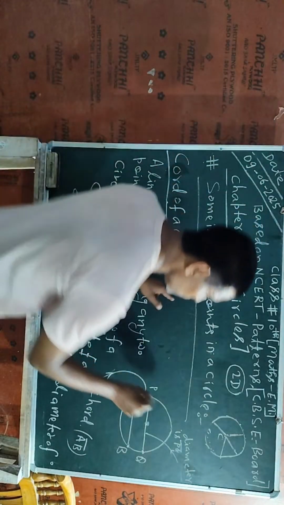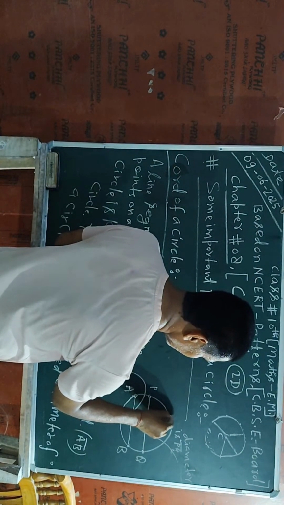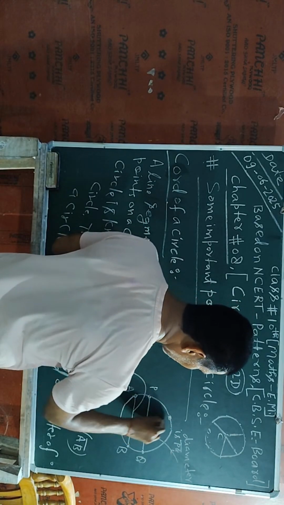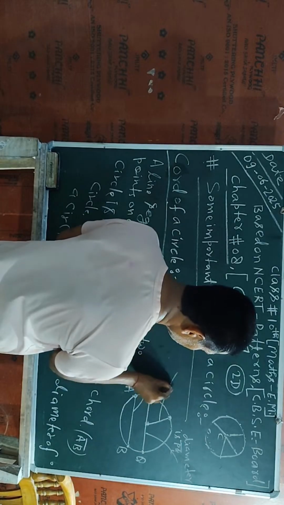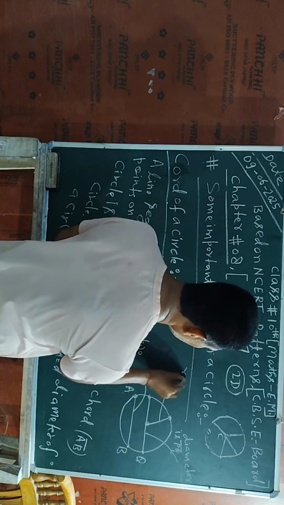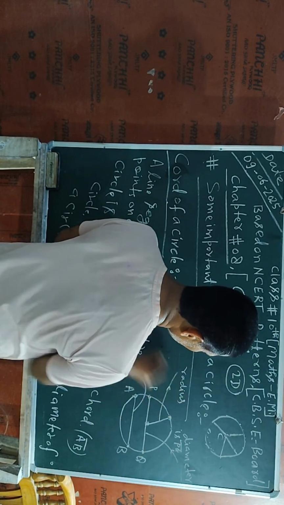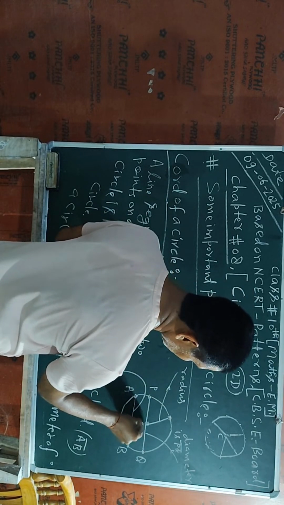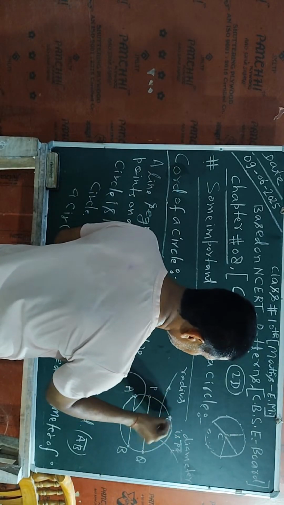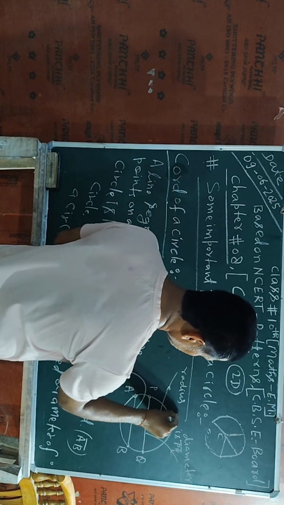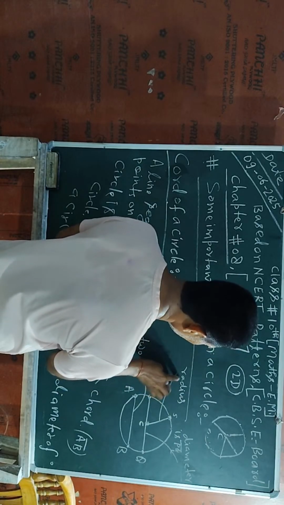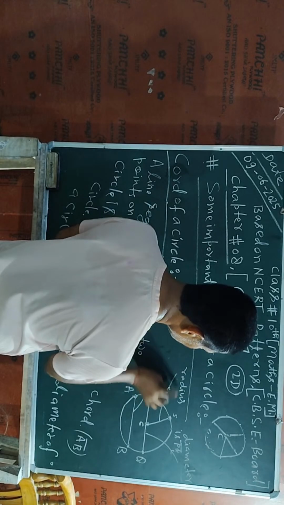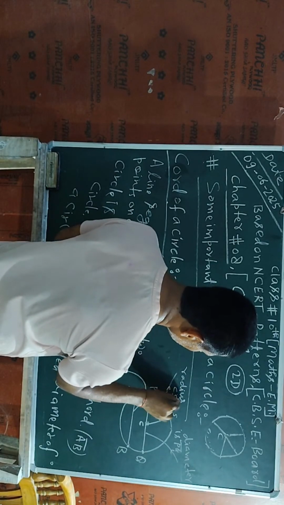Now if I consider any point on the circumference of the circle, and join it to the fixed point, this length I will say is the radius, the radius of a circle. So this point I am going to call C, and this point S. So the radius of the circle will be CS.